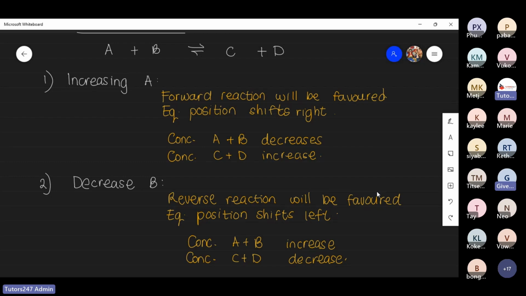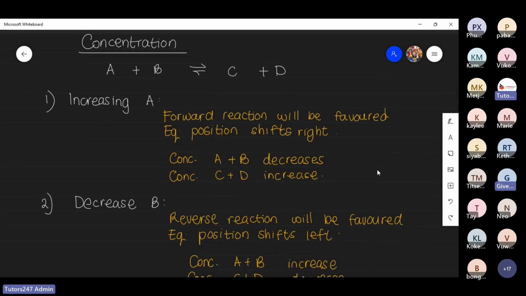out. So what our system will then do is it will favor the forward reaction, because that is the reaction that produces more of the D that was reduced or decreased. That means that our forward reaction will be favored, which then means our equilibrium position will shift to the right, and our concentration of A and B will decrease, and our concentration of C and D will increase. Okay, so that is concentration.